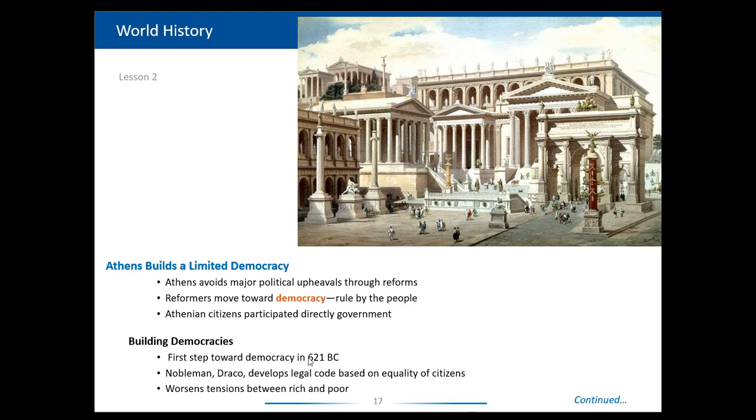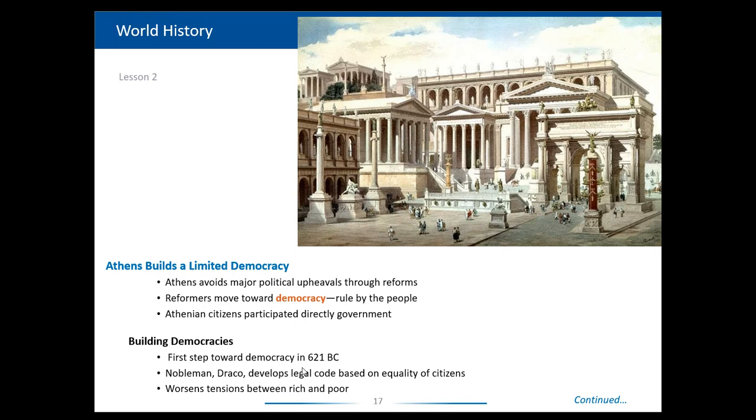And it worsens the tensions between the rich and the poor. Remember, we talked about Hammurabi's Code and how the rich had more influence and advantages when it comes to the legal code, and the poor sometimes paid with their life when they committed a crime, and the rich would just pay silver coins in order to get out of the criminal case.